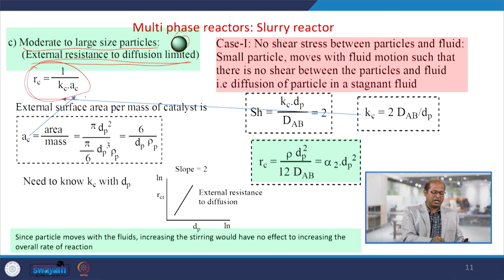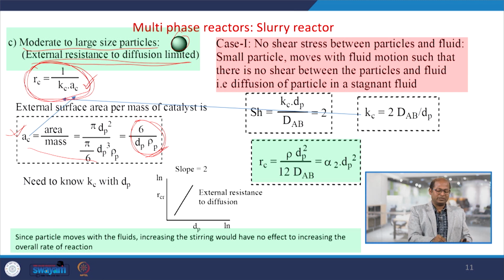Then Rc equals 1 by Kc Ac, which we have discussed. Here Ac we can write as 6 by dp rho p. Ac means the external surface area of the catalyst particles, that is, the external surface area per unit mass basis, 6 by dp rho p. If you know the diameter and density of the particles, then Ac you can find out. Now what is Kc? Kc is the mass transfer coefficient.